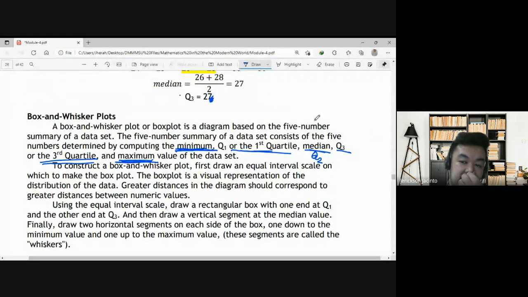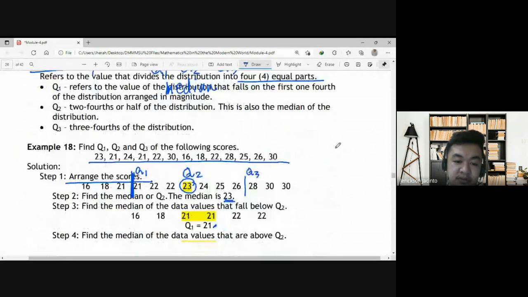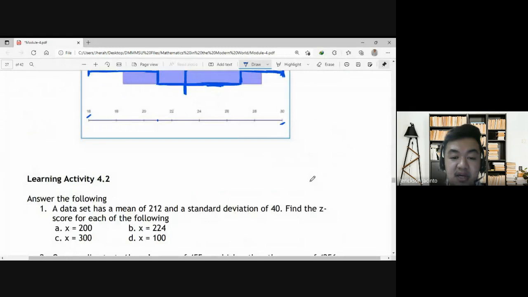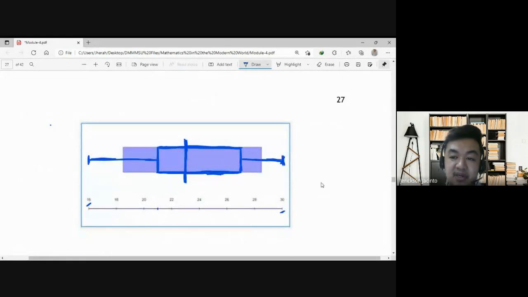So yung example natin kanina, di ba nung inarrange natin siya, this is the minimum, yung 16, yung pinakamaliit. Quartile 1 is 21, quartile 2 is 23, quartile 3 is 27, then yung pinakamataas na score is 30. So yun yung mga crucial na kailangan natin sa paggawa ng isang box and whisker plot. Gawin natin ulit para makita natin.